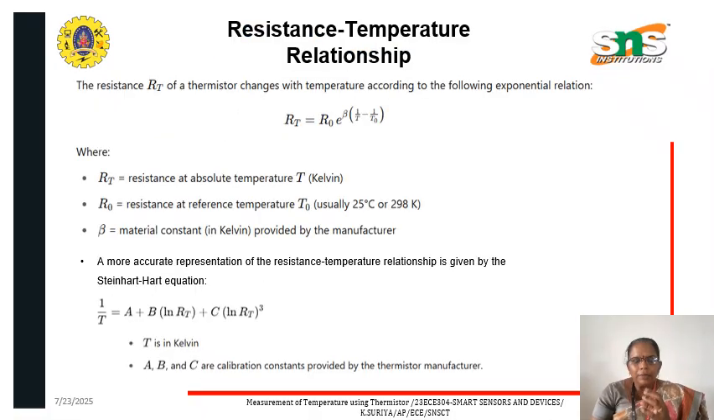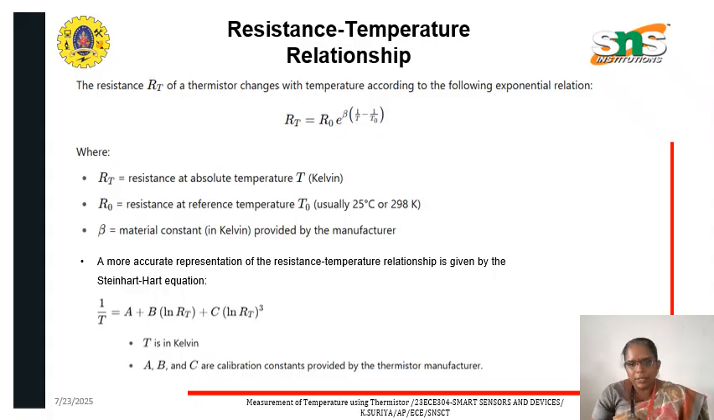There are equations which represent the resistance temperature relationship as shown here. So RT is equal to R naught into e power beta into 1 by T minus 1 by T naught, where RT represents the resistance at the temperature T in Kelvin, and R naught represents the resistance at the reference temperature T naught. Usually it will be 25 degrees Celsius, or in terms of Kelvin it is 298. Beta is a material constant which is provided by the manufacturer.